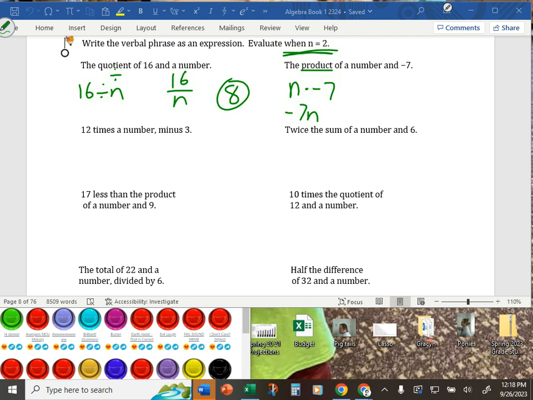Let's finish this one first here. Plugging in 2 for n, -7 times 2. What do we get? Good job, everybody. Negative 14. Yes. Okay.